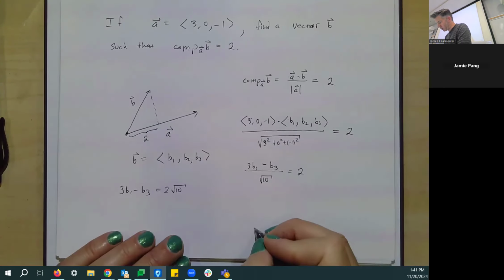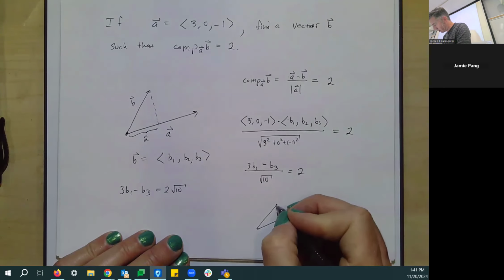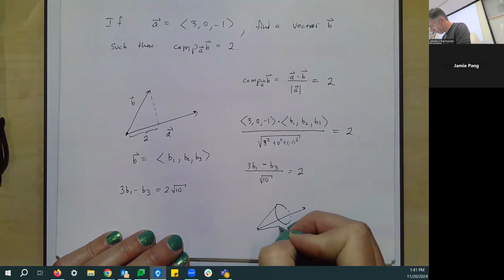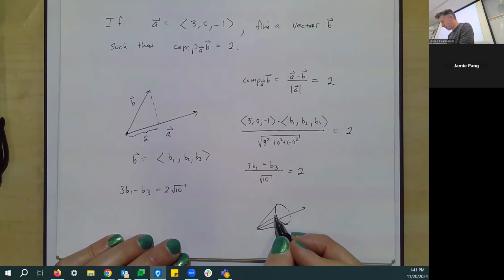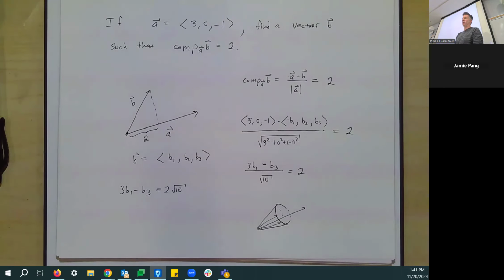You could have a conical spiral around your vector. So if you draw this cone here, it kind of goes around like that, right? You can think of any vector that terminates on this cone that projects down to the vector at the same length is going to have a component of length 2. So there's an infinite number of vectors on that cone centered around the vector that you're projecting onto. So what does that mean for us?